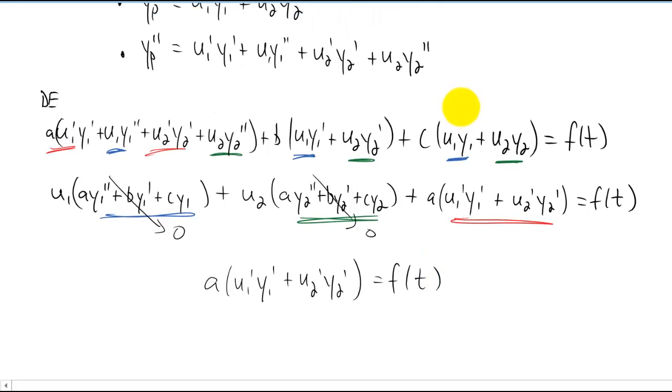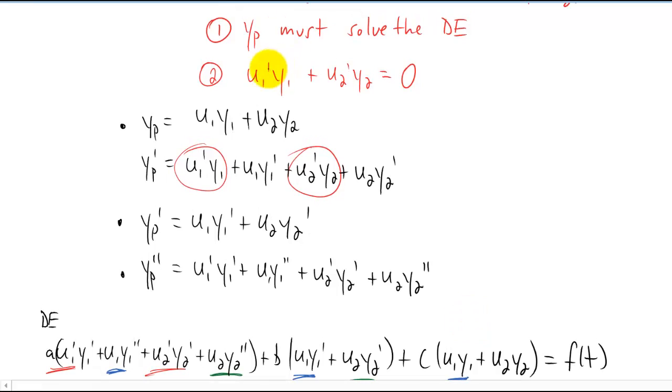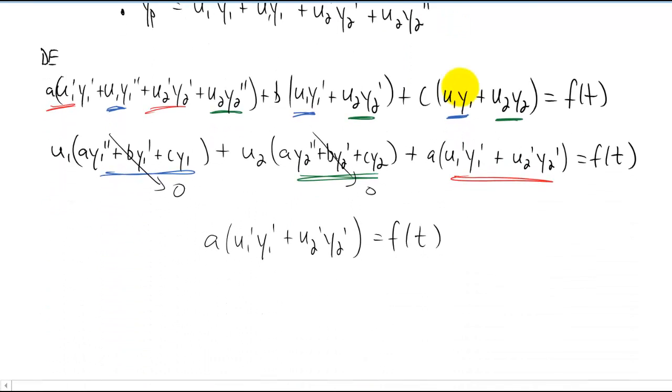Now, let me also go back to this other condition that we imposed. We imposed this condition right here. Let me write that down.